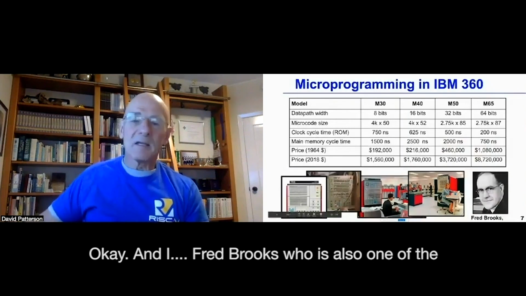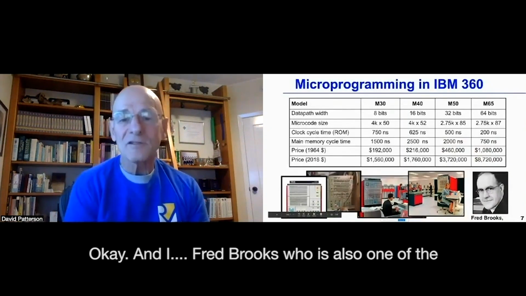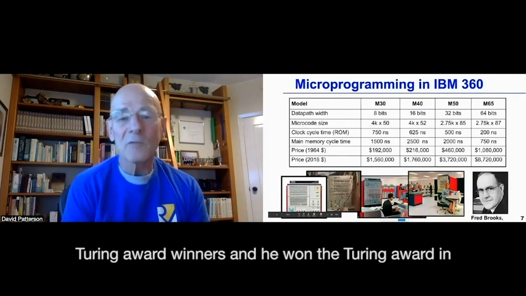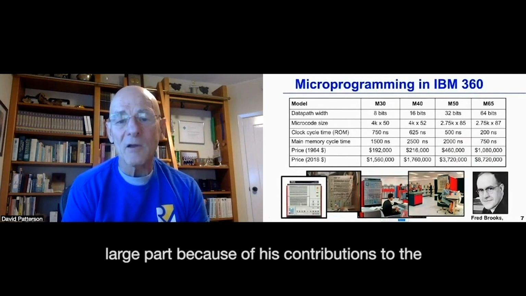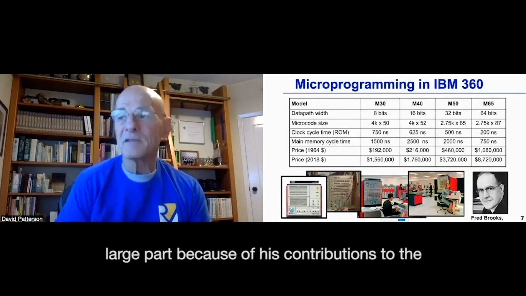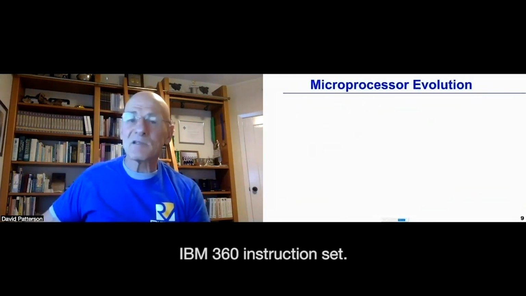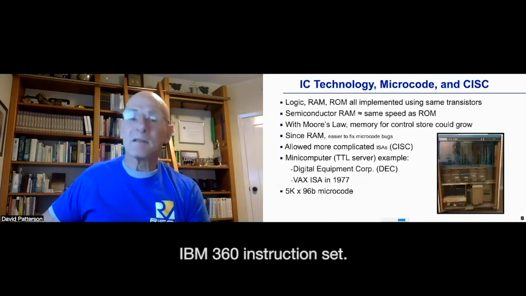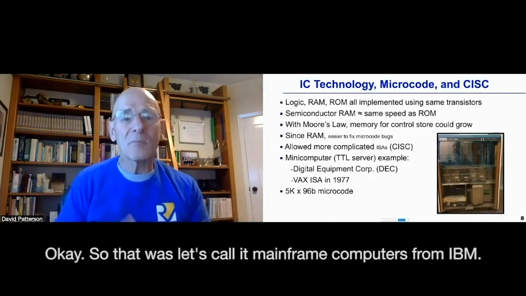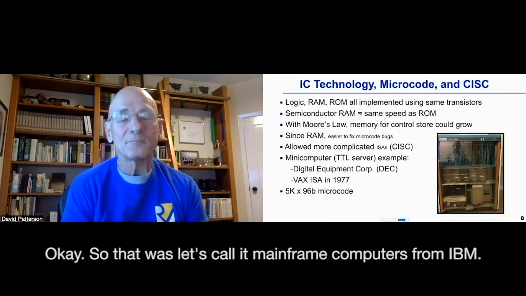Okay, and I point out Fred Brooks, who is also one of the Turing Award winners, and he won the Turing Award in large part because of his contributions to the IBM 360 instruction set. Okay, so that was what's called mainframe computers from IBM.